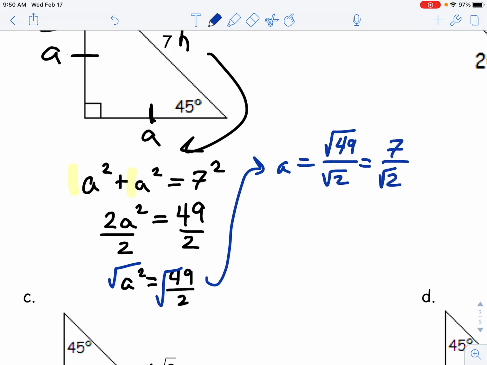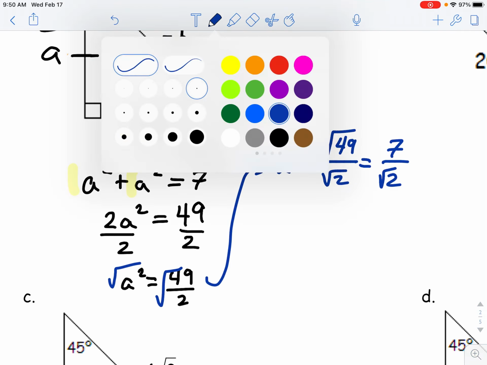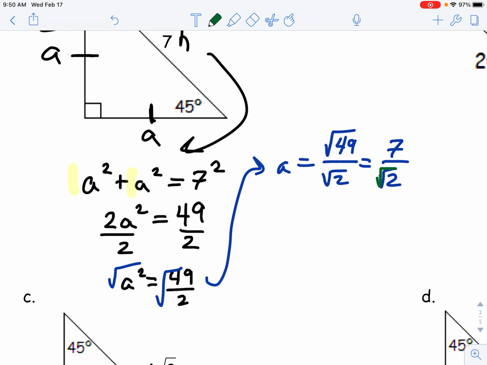Now, don't forget rationalizing the denominator. That's when you pick the radical on the bottom, radical 2, and multiply both top and bottom by it. So if you were wondering why we were rationalizing the denominator earlier in the unit, this is why. Again, it becomes 7 radical 2, and radical 2 times radical 2 is just 2.